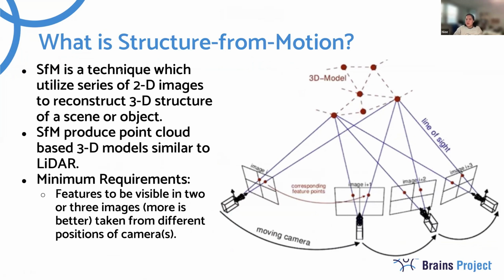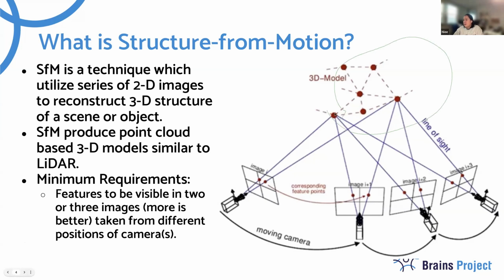So SFM is the technique which utilizes a minimum of 2 2D images to reconstruct 3D structure, and the final output is a point cloud. They're similar to 3D models output by LiDAR sensors, which are more expensive. The minimum requirement is that across the 2 pictures there should again be correspondence: the features need to be visible across those 2 or 3 pictures. More is better.